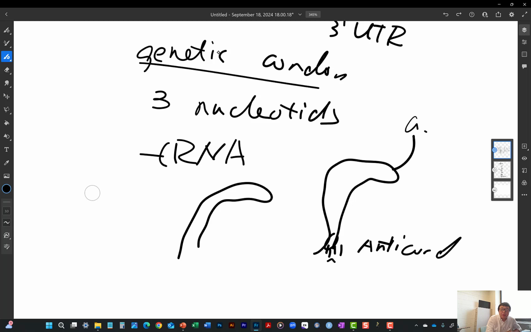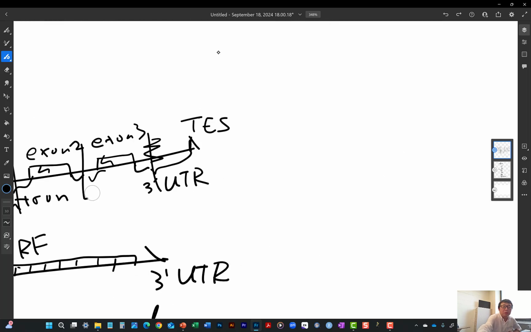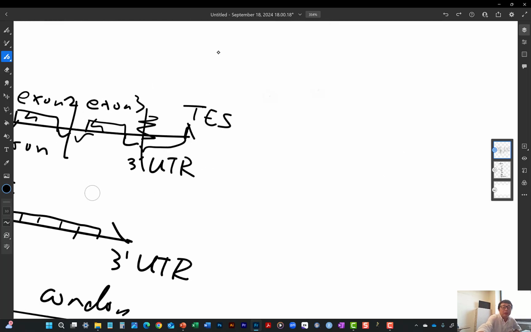this side is an amino acid. Each anticodon is related to one specific amino acid. In this case, this tRNA can translate the genetic codon into amino acids. So next, let's see how does it work?